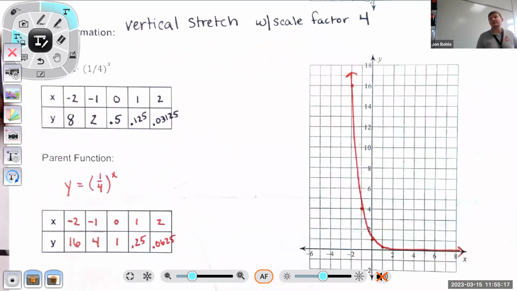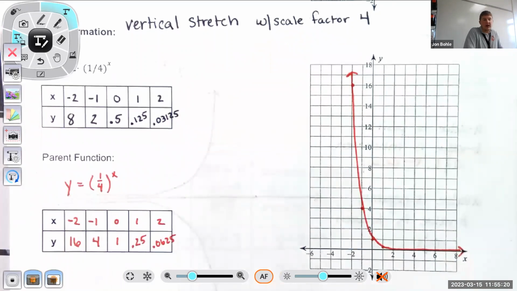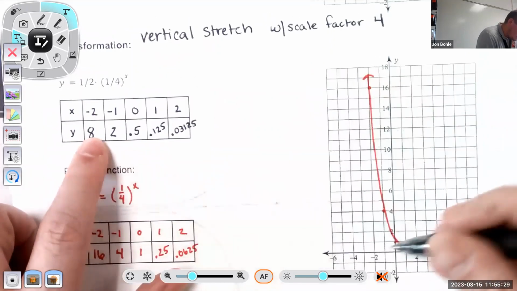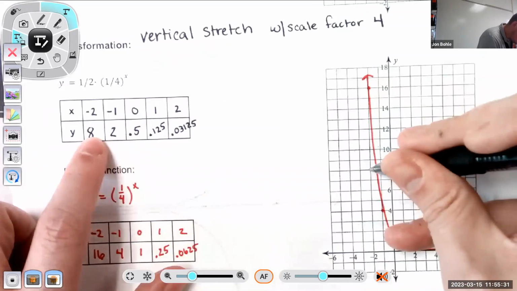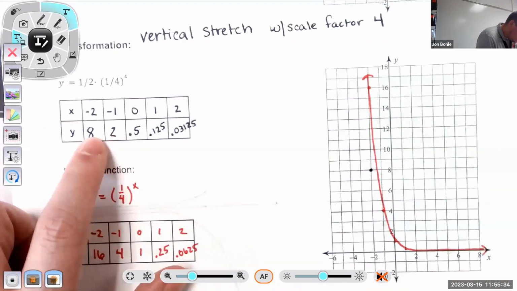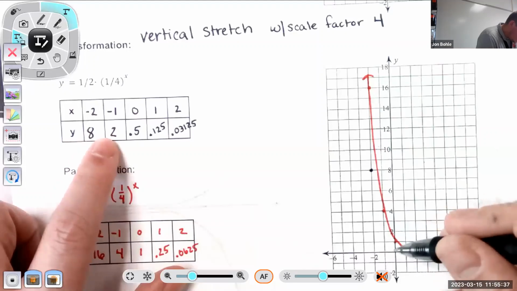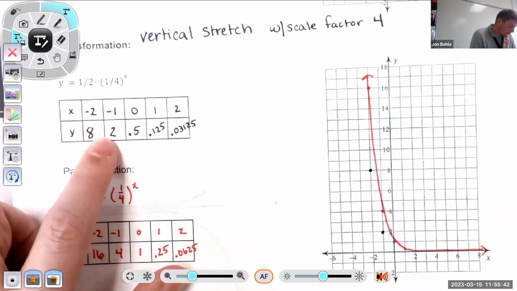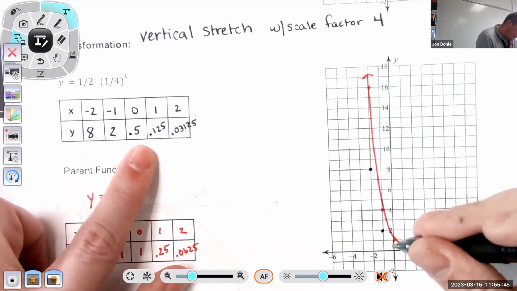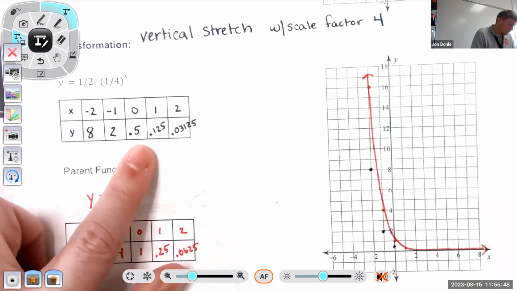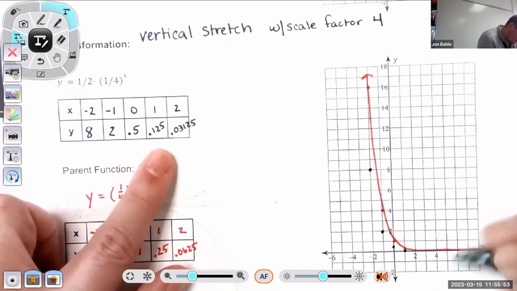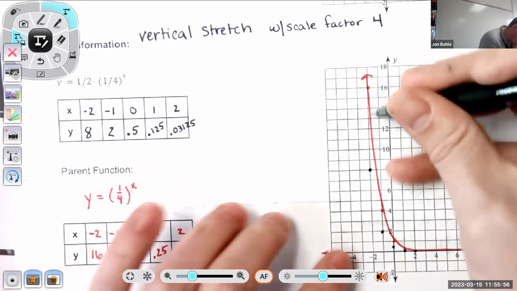Now, as those decimals get smaller and smaller, just understand that you're not going to get the perfect one. You're just going to have to try to keep them as close to the x-axis as you can. So let's graph this first one. -2, 8. -1, 2. 0.5. 1.125. And then 2.3125. So that's a pretty small one here.